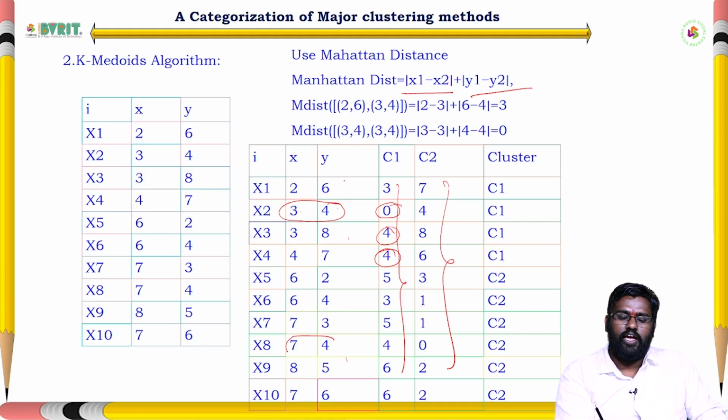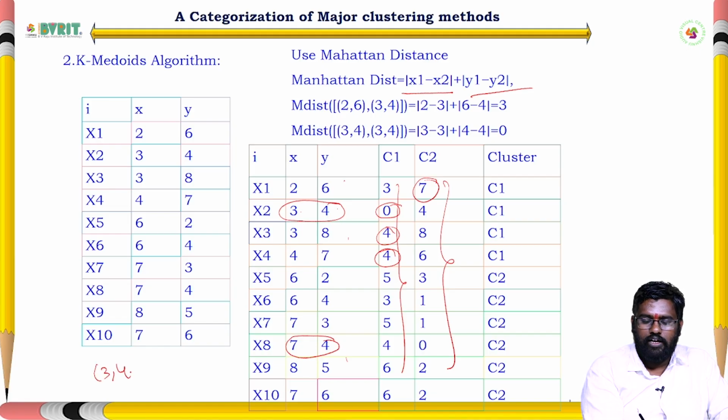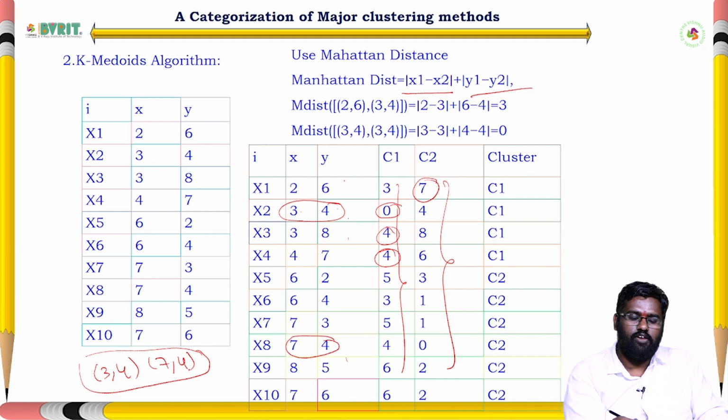So next value I take as (7, 4). So (7, 4) to (7, 2): 7 minus 7 is 0, 4 minus 2 is 2, which gives 2. Here I took the two values (3, 4) and (7, 4). Let us assume these two values, and based on that we are calculating. C1 is the point I took as (3, 4) and C2 is the point I took as (7, 4). So this is C1, this is C2.